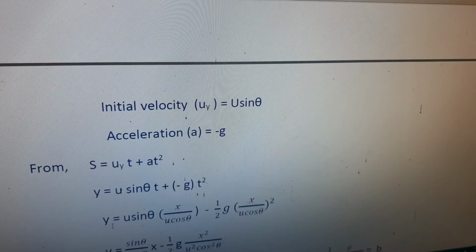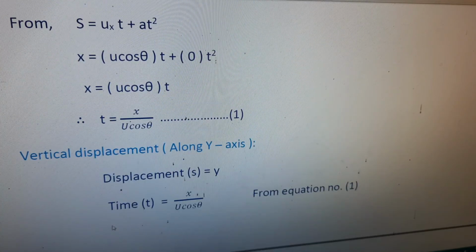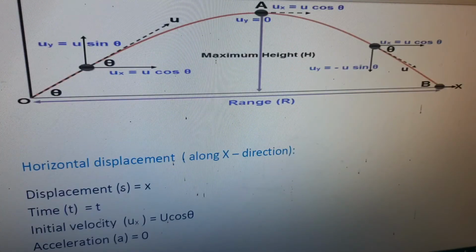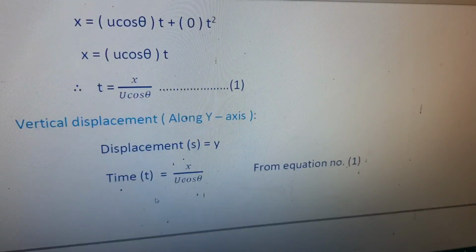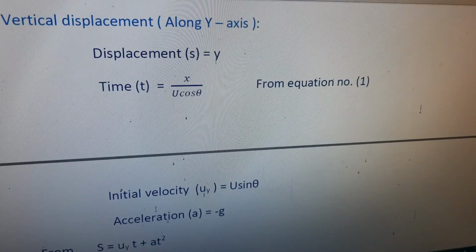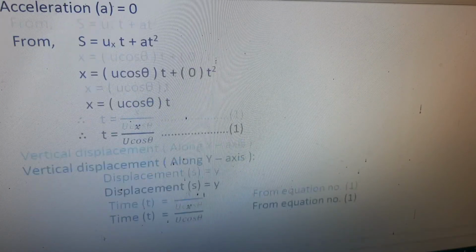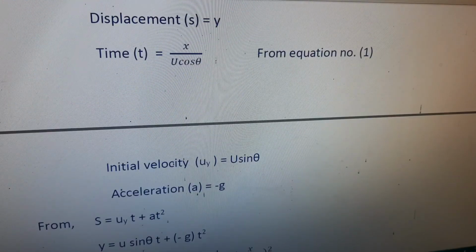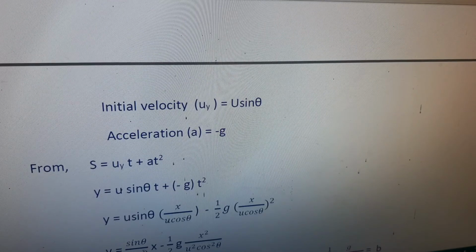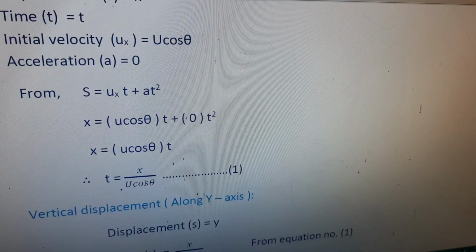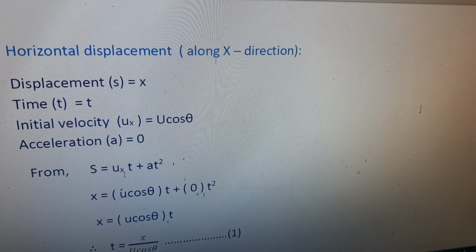So in this question we write the projectile motion displacement along the x direction, and also we take the parameters along the y direction. We use the second equation of motion in the case of the x direction, and also we use the second equation of motion in the case of the y direction, vertical component, that will be s is equal to uyt plus half at square. In the x direction, s is equal to uxt plus half at square.